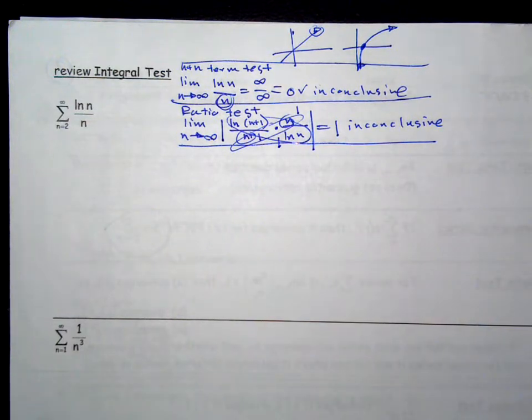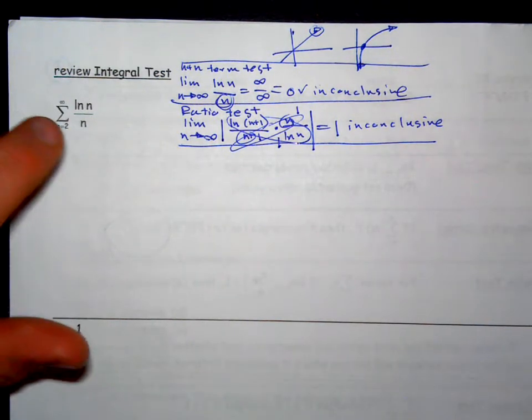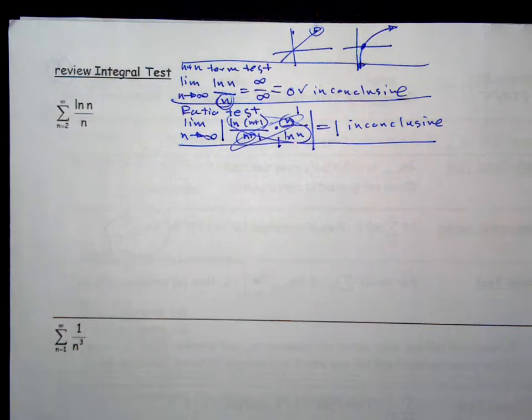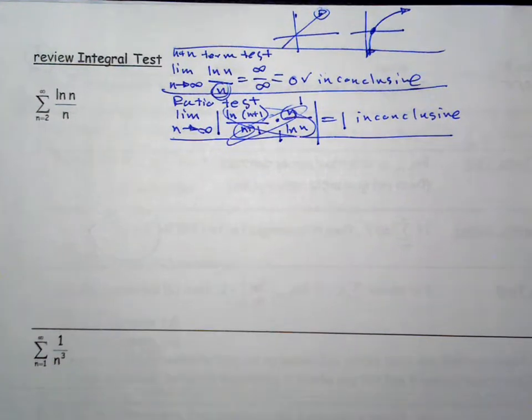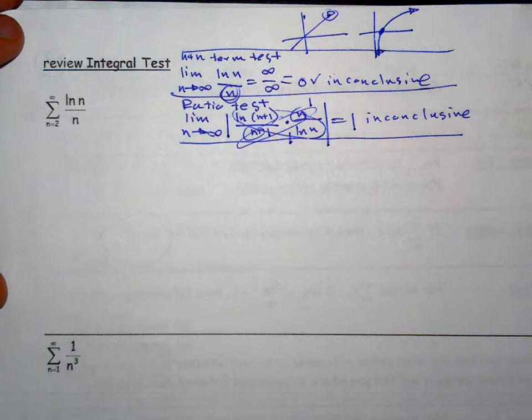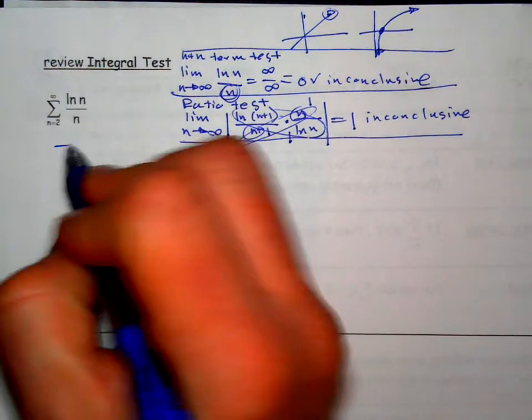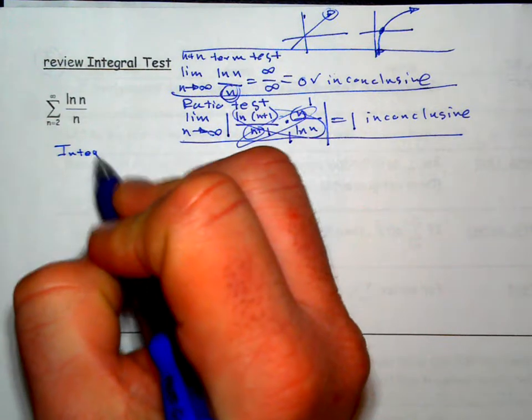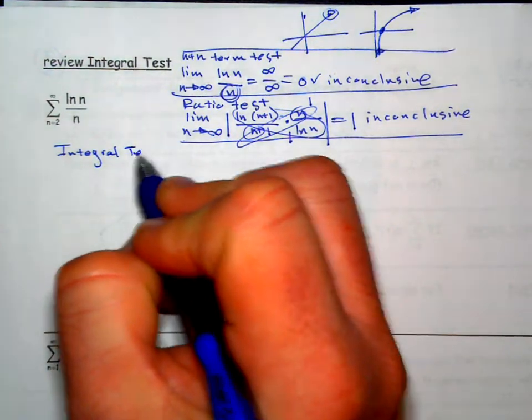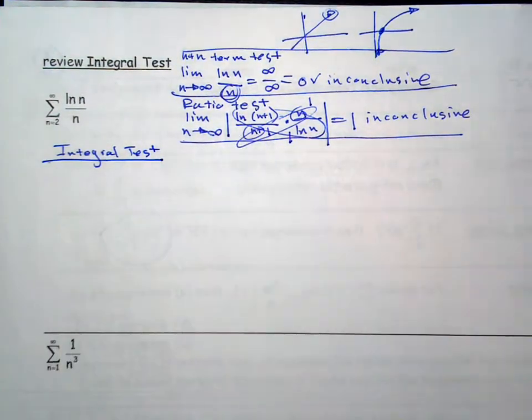So what I would try next: this is definitely not a geometric series, not an alternating series, and not a P series. So all those tests are out. Probably the next one to try on the list would be the integral test. Now, let's take a look at the requirements of the integral test. One, it says that the terms need to all be positive.